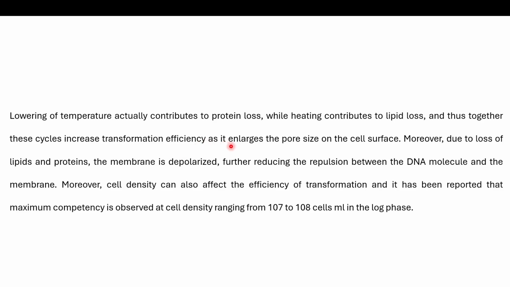It contributes by enlarging the pore size on the cell surface so that the DNA molecules can enter. Also, due to the loss of lipids and proteins, the membrane is depolarized, further reducing the repulsion between the DNA molecule and the membrane. Also, the cell density can affect the efficiency of transformation, and it has been reported that maximum competency is observed at cell densities ranging from 10^7 to 10^8 cells per ml in the log phase. Okay.